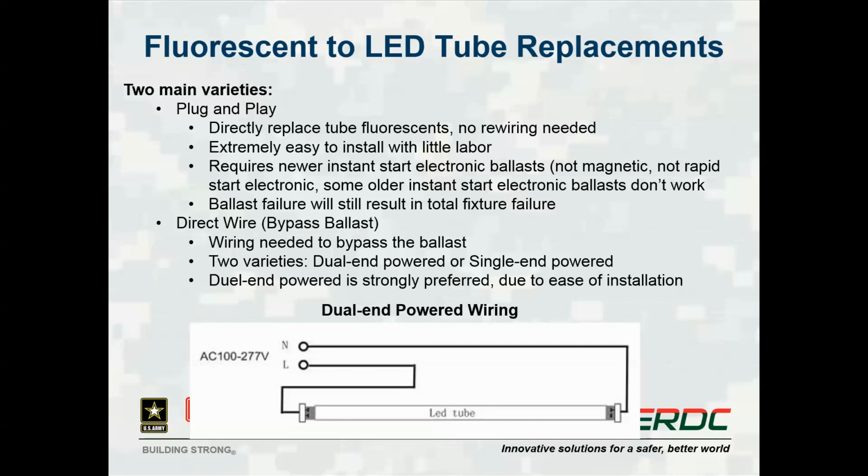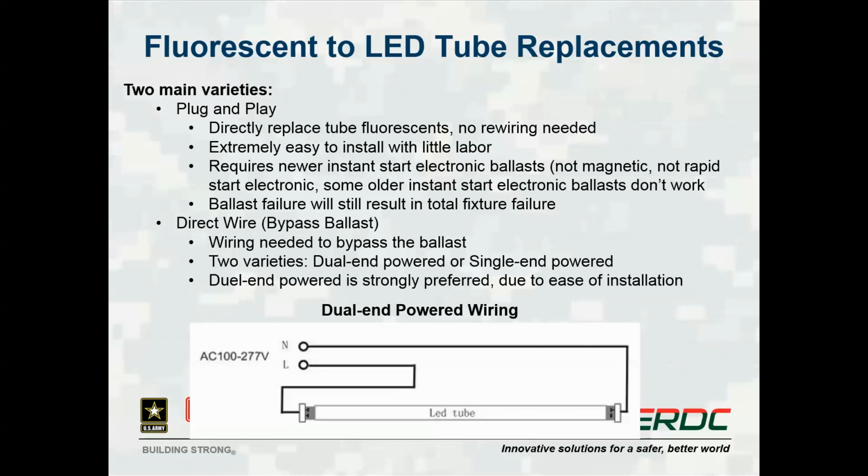There are a couple variations in LED tube lamps that should be pointed out. These variations can have a strong impact on the financial viability of your relamping project. The first distinction is between plug-and-play and direct wire types. The plug-and-play LED tube light can be used as a direct replacement for existing T12 and T8 fluorescent lamps, without any need for rewiring. They provide most of the benefits of LED lighting with very little cost or labor, but usually require newer instant start electronic ballasts, not the older magnetic ballasts, to function.